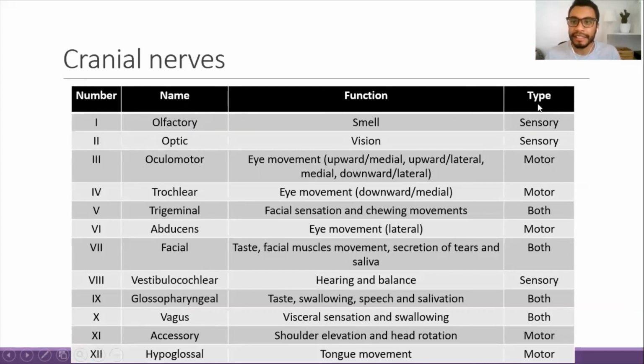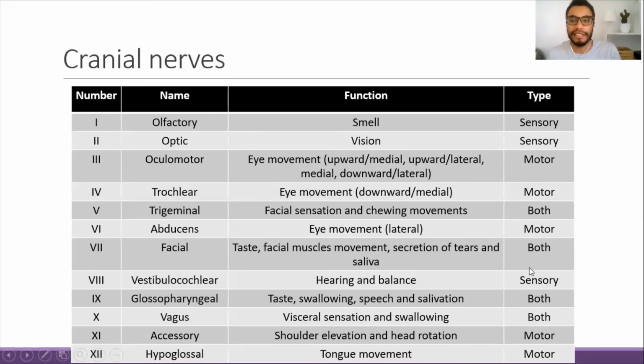And on this side here, the type, we can also memorize with another mnemonic, according to their type, if sensory, motor, or both. We could say, some say marry money, but my brother says big brains matter more. According to your taste, you can memorize this as you wish.